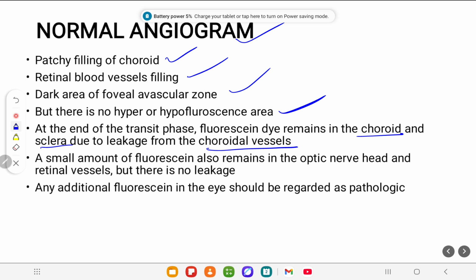At the end of the transit phase, fluorescence remains in the choroid and sclera. And a small amount of fluorescein also remains in the optic nerve head and the retinal blood vessels, but there is no leakage. We have already discussed about it. In the optic nerve head and sclera, a small amount of fluorescence remains. Okay, that's late fluorescence. In the late stage, those two things are normal. Any additional fluorescence in the eye should be regarded as pathology. So that's very important. Any additional fluorescence in the late phase, even small leakage, should be regarded as pathological.